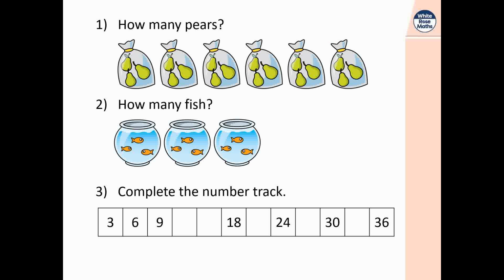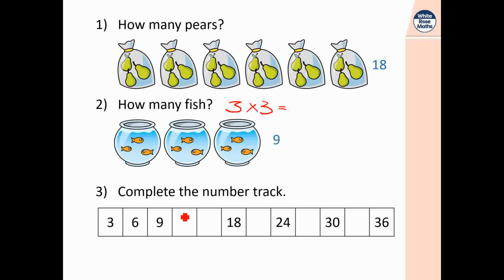Okay, how about, okay, yeah. Oh, sorry, never mind. So there's 3 fish in each bowl. And how many bowls are there? There's 3 bowls, right? So we need to do 3 times 3, which gives us 9. There we go.